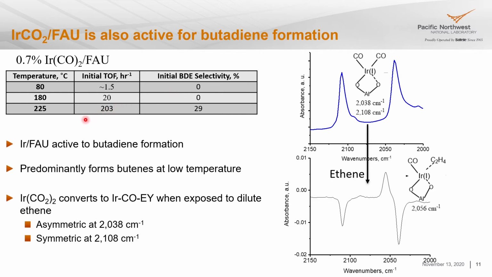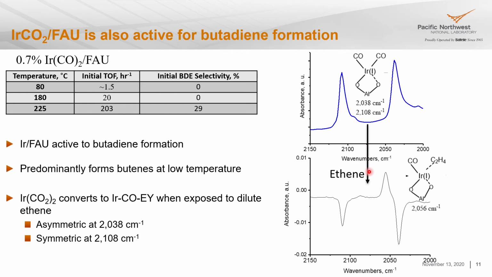However, when we increased the temperature to 225 degrees and tested this material, we saw about an order of magnitude higher turnover frequencies, as well as the formation of butadiene at a selectivity of about 30%. Characterizing this material with infrared, we can see that the fresh catalyst exhibits clean features indicative of iridium dicarbonyl, where we can see asymmetric and symmetric stretching at 2038 and 2108 wave numbers respectively.